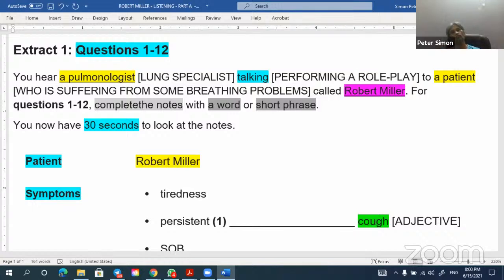So if he's performing a role play, that means he's actually trying to diagnose the patient's problems. He is examining and gathering information. So performing a role play, right? He's discussing the problems with you. So he's trying to diagnose the patient. So you can say this talking is actually diagnosing. So the diagnosis is going on.